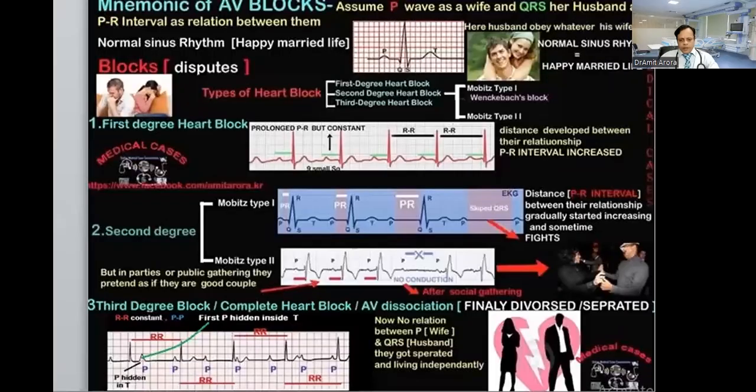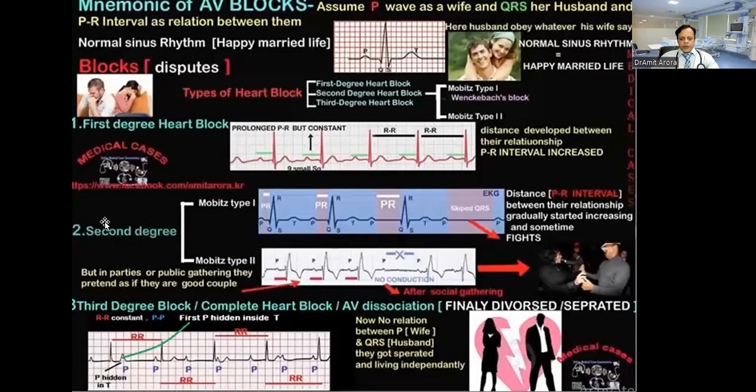After this, you will not forget AV blocks for your lifelong. That is for sure. So AV blocks are of three types: first degree, second degree, third degree. Now let us assume that P is a wife and QRS is a husband. Between them, there is a PR interval. For remembrance, we can consider the PR interval as their relationship bond. Here you can see a normal PR interval, a happy married life.